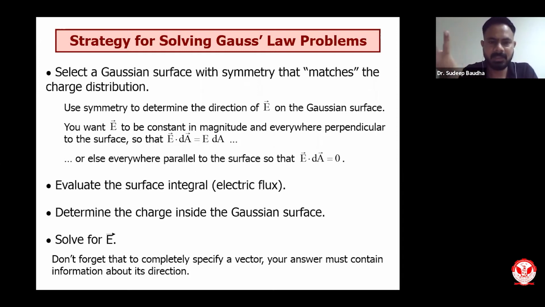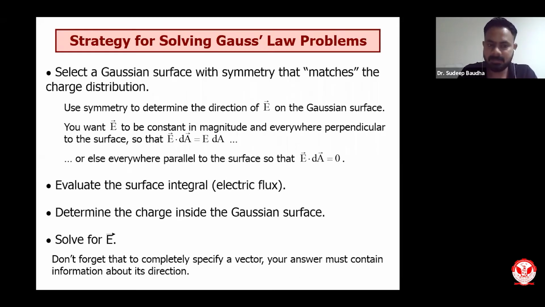If it is parallel, then E dot dA becomes E dA. If it is perpendicular, cos 90 becomes 0, so E dot dA becomes 0. So either the flux for the surface is 0 or it is E dot dA. Then we can evaluate the surface integral. We can find out the electric flux.